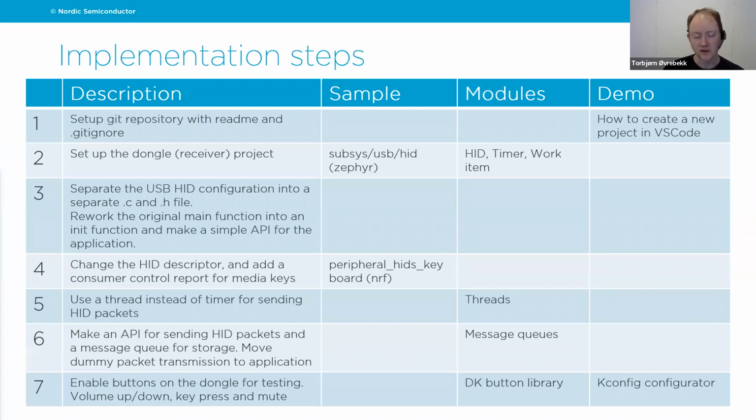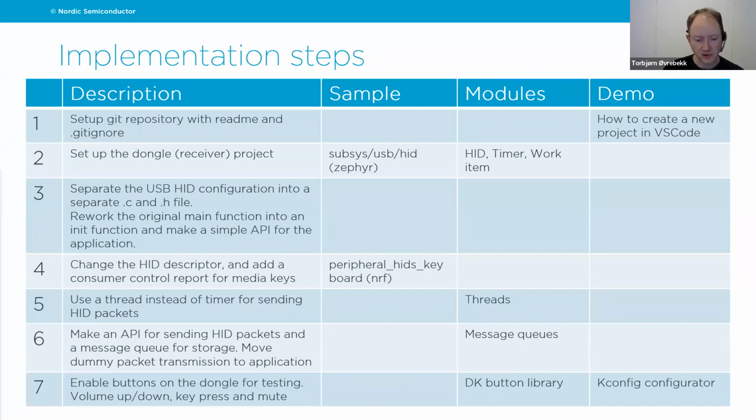Step 4 will be to change the HID descriptor, because the one in the USB HID example is very simple. So I'm going to make it a bit more complex in order to handle almost any kind of keyboard remote command. Then in step 5, I'm going to change the way that the HID packets are sent. I'm going to replace the original timer implementation with threads.